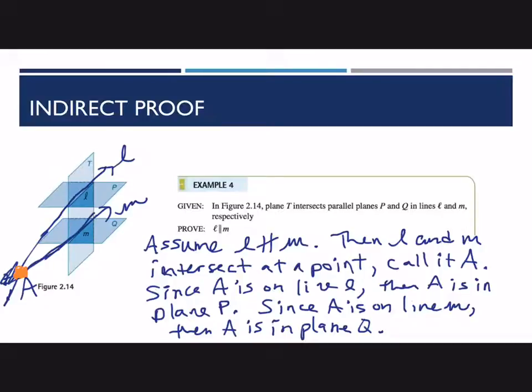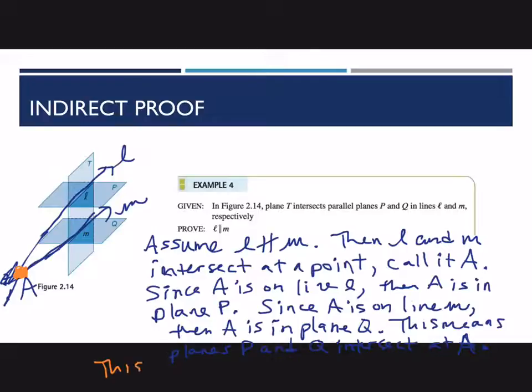All right, so since A is in plane P and plane Q, this means planes P and Q intersect at A. Okay, sorry, that's a little hard to see the blue on the black. Okay, planes P and Q intersect at A. And then you want to state that there's a contradiction.